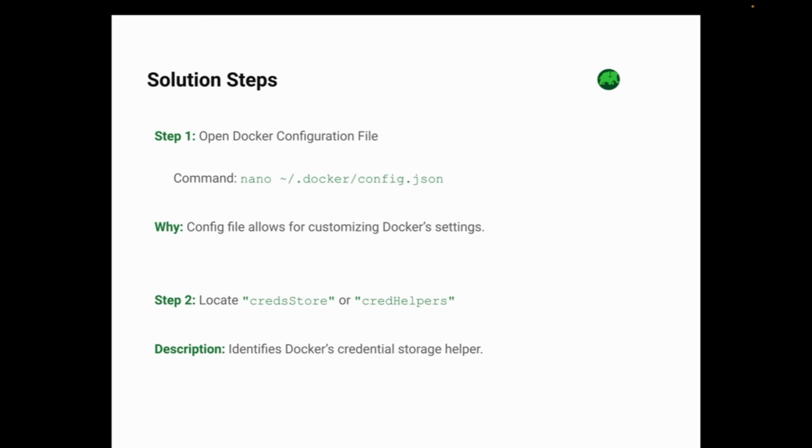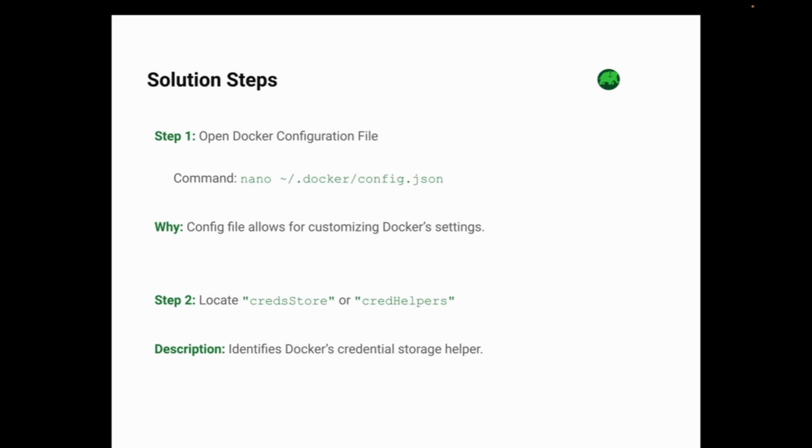Here are the steps to fix the issue. Open the Docker configuration file. This file allows us to customize Docker settings. Use the command shown on the screen to open the file. If the file doesn't exist, Docker will create one for you. This is where we will make the necessary adjustments.